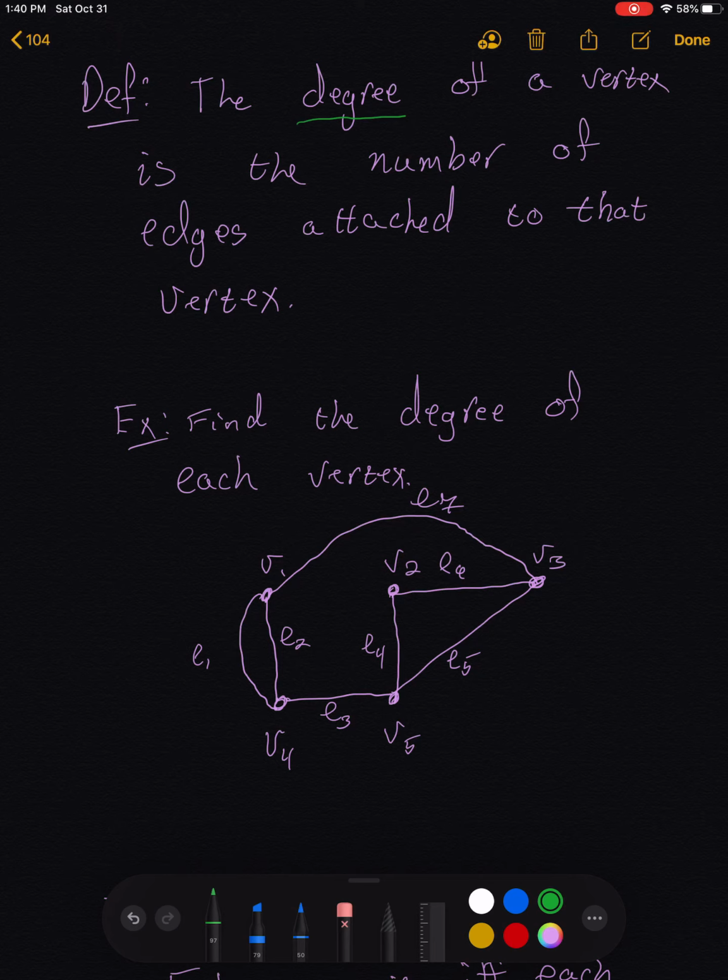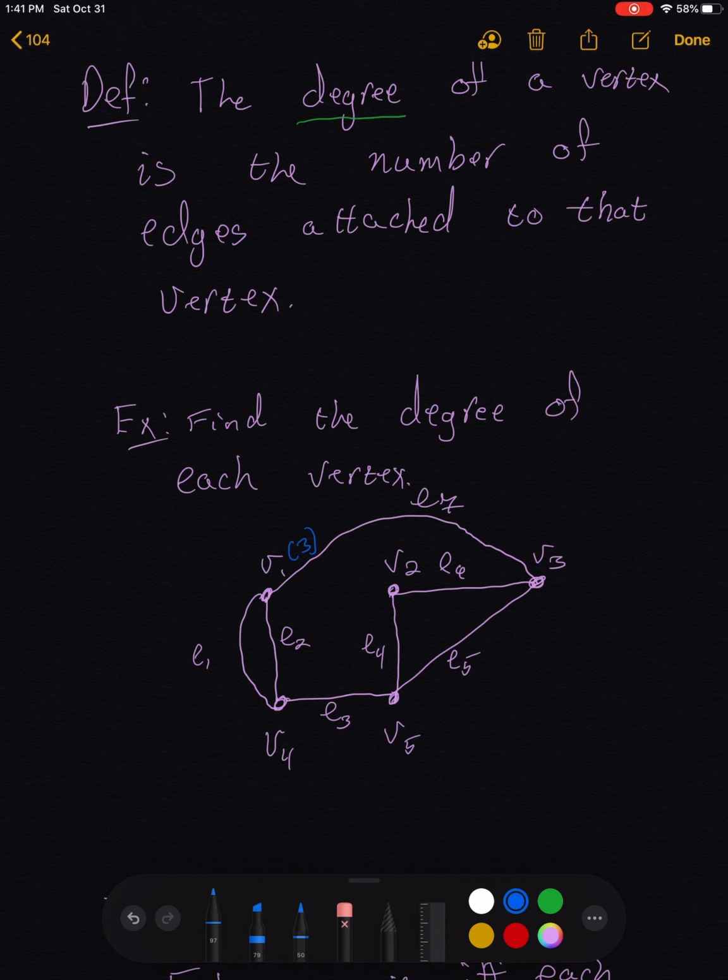So if I look at v1, for example, the edges attached to v1 are e1, e2, and e7. So those are the edges that meet v1, or basically if we were at v1, those are the edges we could take to travel to some other vertex. And because of that, we would say that v1 has degree 3. And I'm just going to write a little 3 next to v1 to say that v1 is degree 3.